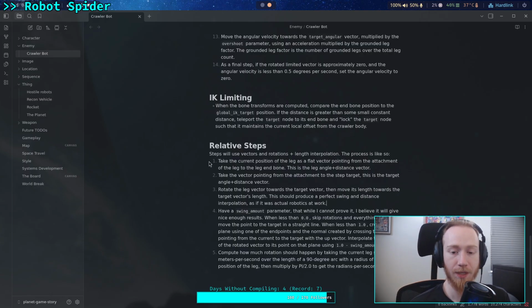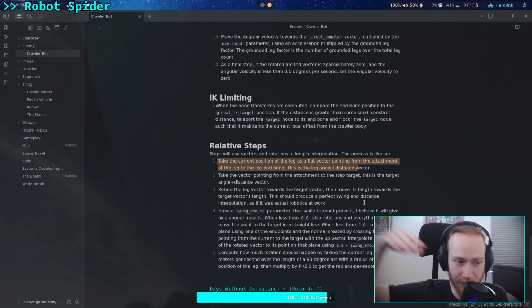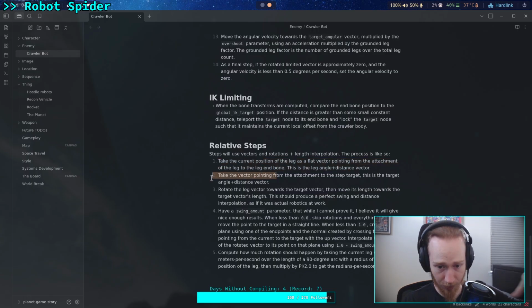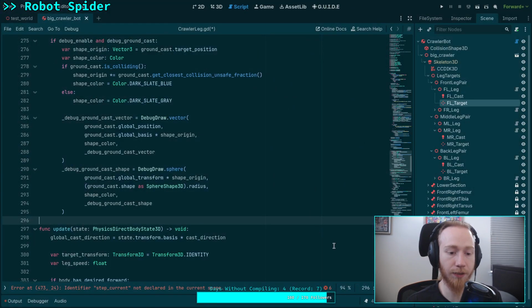Alright. So I've got this. This is my idea. Current position of the leg is flat, so projected, or I slide out the top, the up vector of the body. Attachment to leg and attachment to target. And I measure the angle between those two. All right, let's start there.